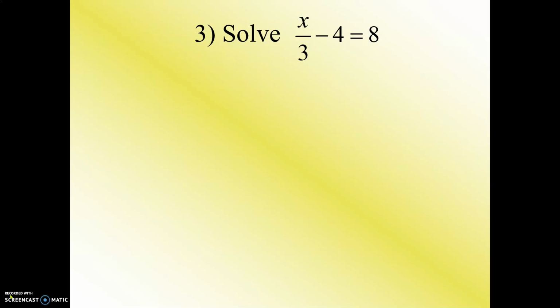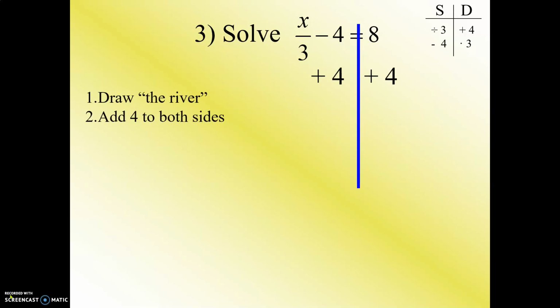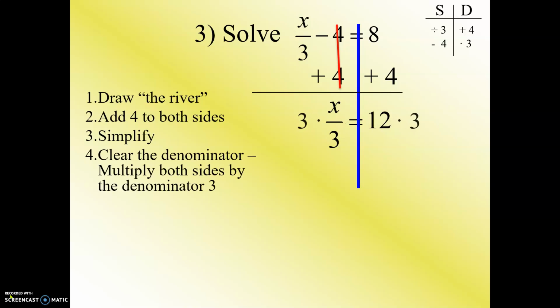Number 3, x divided by 3 minus 4 equals 8, or x over 3 as some people say, minus 4 equals 8. See-do table. Divide by 3 minus 4. So we're going to add 4 and then multiply by 3. Okay, let's just follow those steps. Add 4. Simplify and bring down. Multiply by 3. Simplify and bring down. We get our answer.